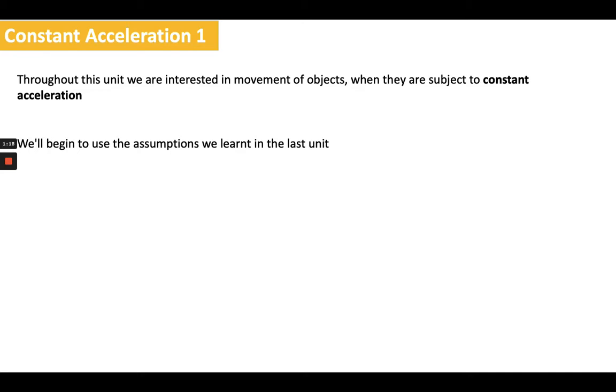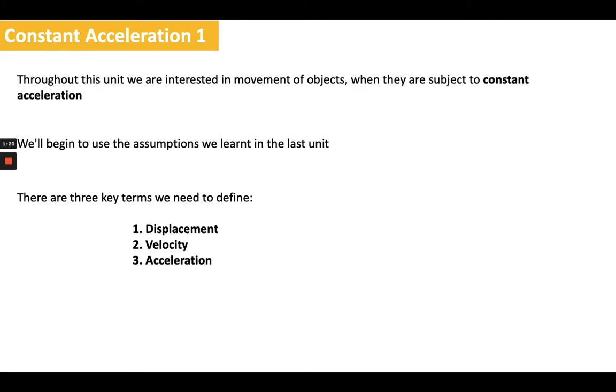The assumptions around the nature of the objects, primarily around particles, will definitely be useful in this unit. We also need to be able to define three key terms. We need to define displacement, velocity, and acceleration. All three of those are vector quantities and have magnitude and direction. I'm not going to go through what that means, we've done enough of that so far this year, but I really need you to remember it as we go through, because otherwise we might start making mistakes.